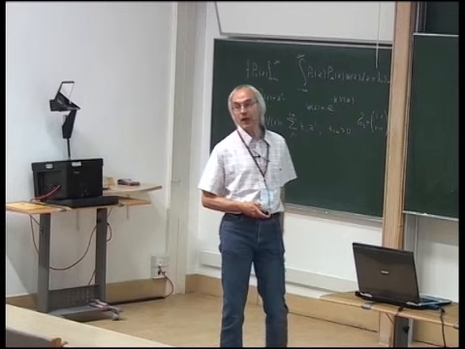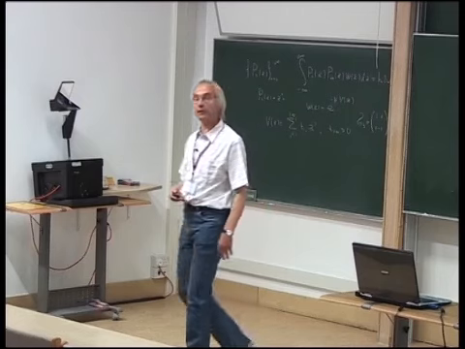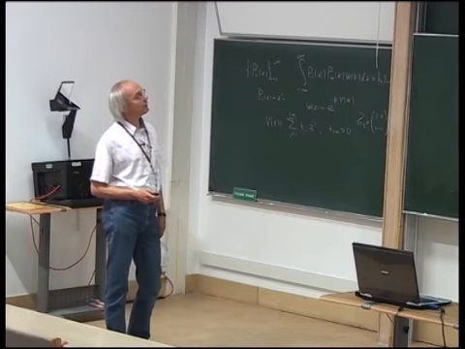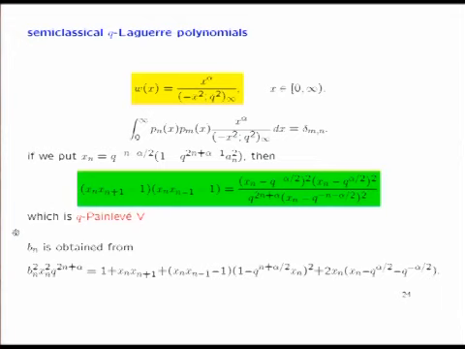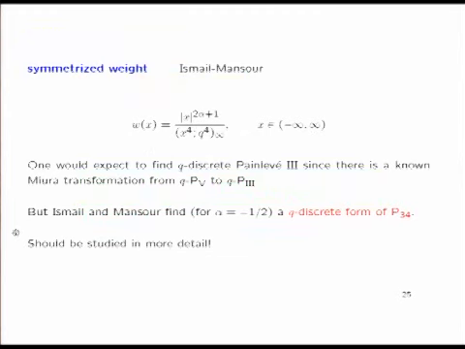So we're really building up a whole list of Painlevé equations. Q Painlevé 5 is nice. We also had asymmetric Q Painlevé 5, which is a level higher. Let's see what else we can get. Well, let's symmetrize again. If you symmetrize, then you would get this weight on minus infinity to plus infinity. Well, it turned out that Ismail and Mansour, a student, already were studying this Q Freud weight. So we had a look at their paper, and they seem to find a Q discrete Painlevé 34.